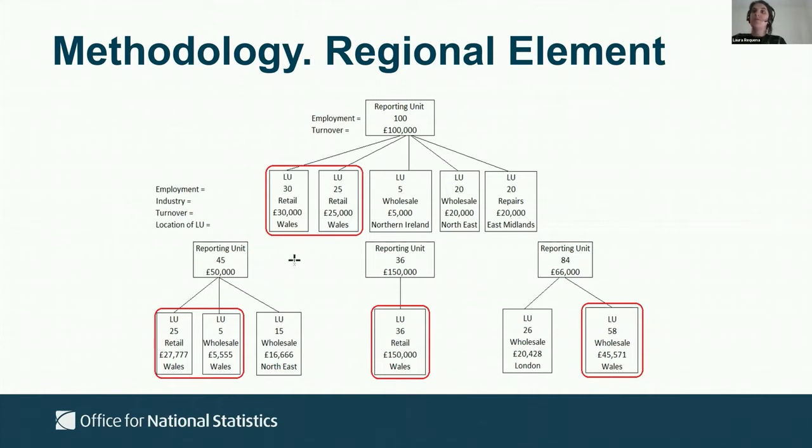And then, to get the level of the estimate, for example Wales, we add up all of the different local units' turnover for that particular region. As well, we could create region-industry combinations according to the largest proportion of employment in each site.